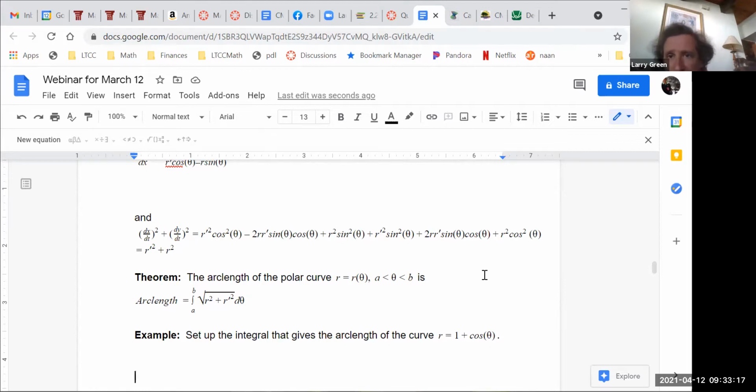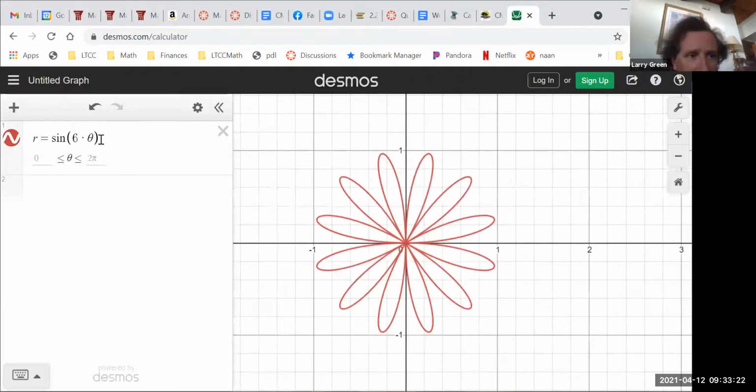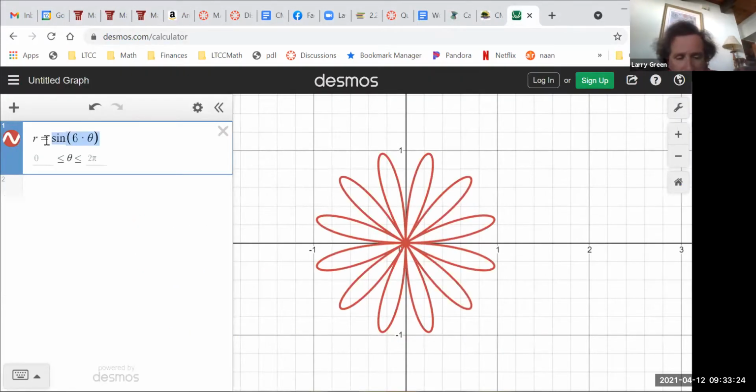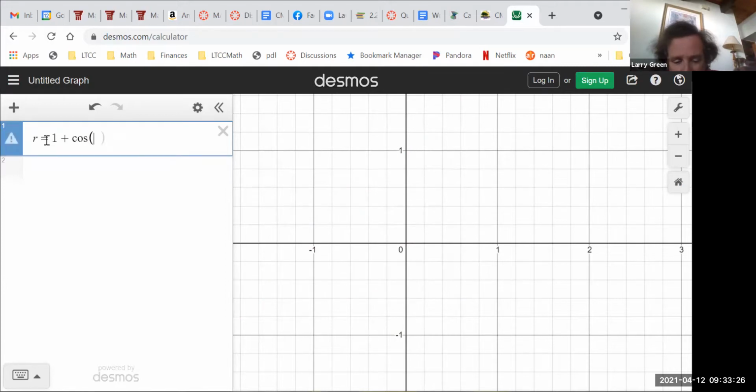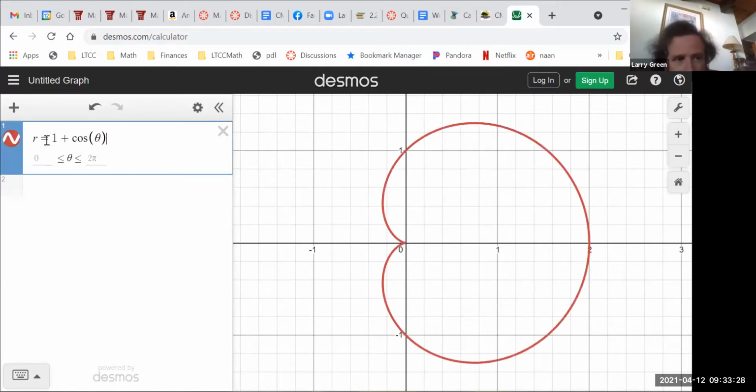Okay, so what you might want to do is just use Desmos, just draw a picture of it. r equals 1 plus cosine of theta. Okay. By the way, do you know what this is called? I don't think I've shown you this one yet.